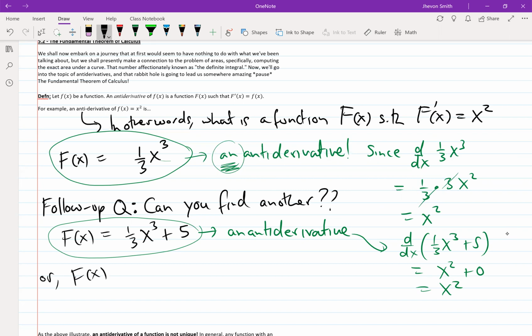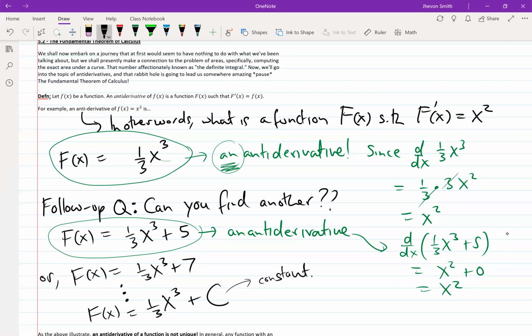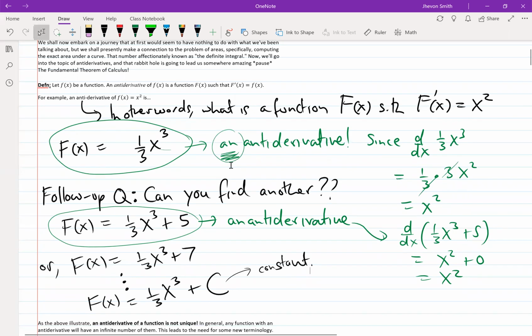Sure. 1/3 x cubed plus 7, or 1/3 x cubed plus 9, or 1/3 x cubed plus 37.3. I think you're getting the idea. The idea is if we take 1/3 x cubed plus any constant, here c is a constant, this function will be an antiderivative because the derivative of the constant is going to go to 0, and then the derivative of this is going to give me the x squared, right? So that is why we use a c here.